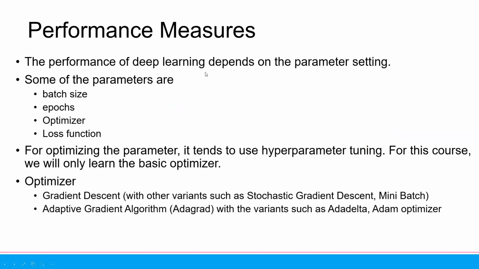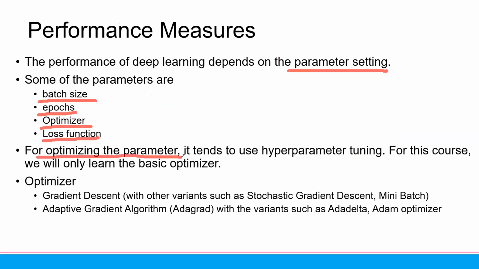So the performance of deep learning depends on the parameter setting. What is parameter setting? We learned from the neural network, they are batch size, or we can also determine the epoch. So it depends on the training size, the maximum iteration of training, the maximum iteration of testing. And we also need to understand the optimizer and the loss function.